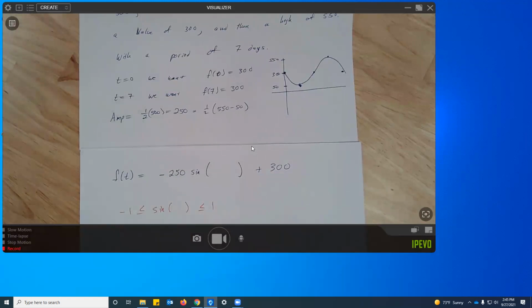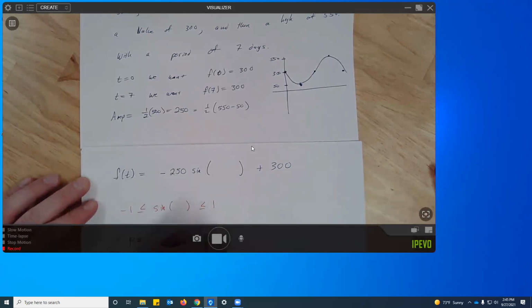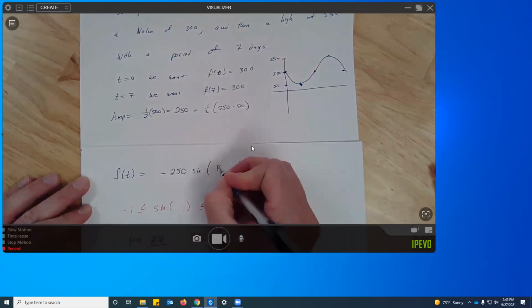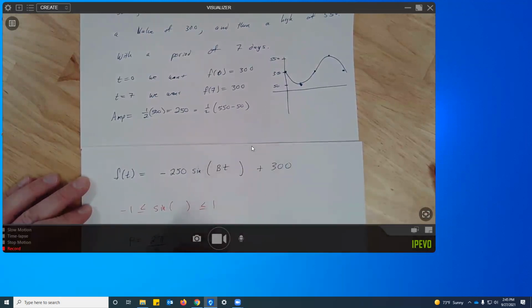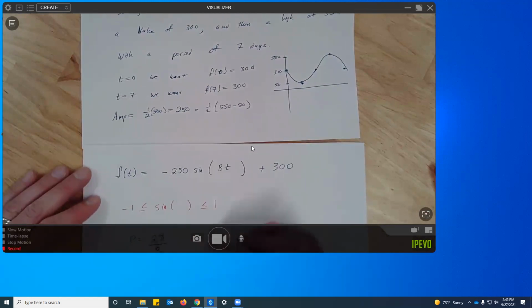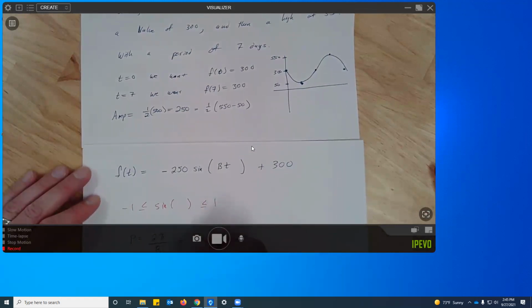But we need the period to be right. And really, the way I think about it is the period is always 2 pi divided by the coefficient of that variable there. That's kind of the way I've always thought about it. There's probably other ways to approach it. So I'm going to try and make this equal to 7 days. Oh, sorry, thank you.